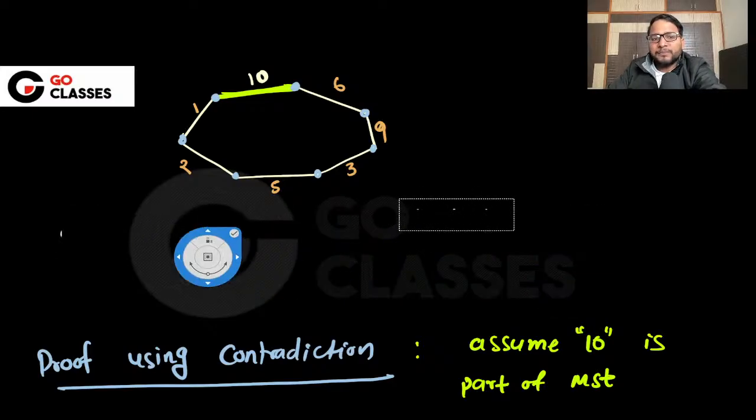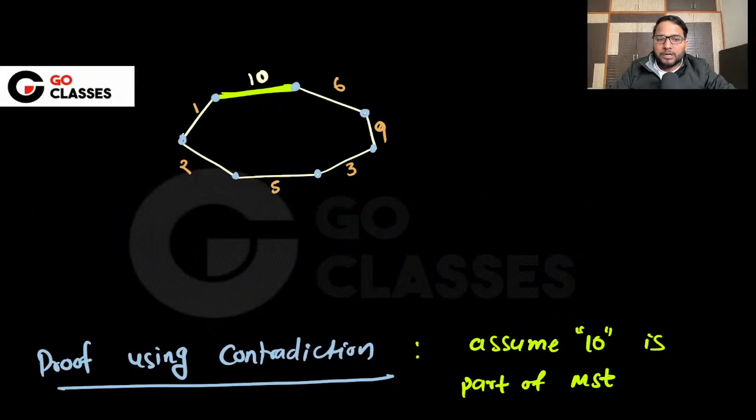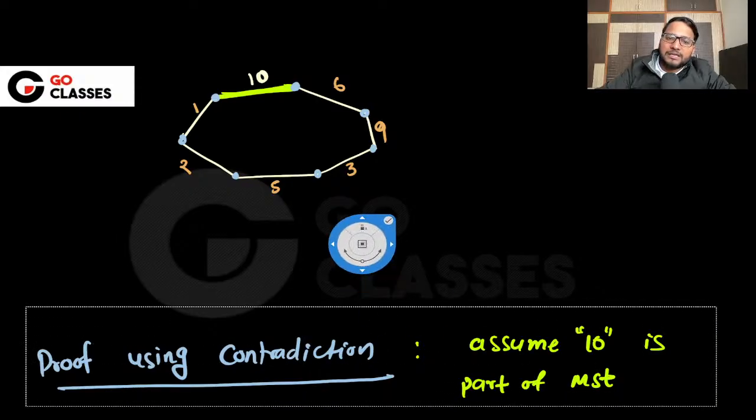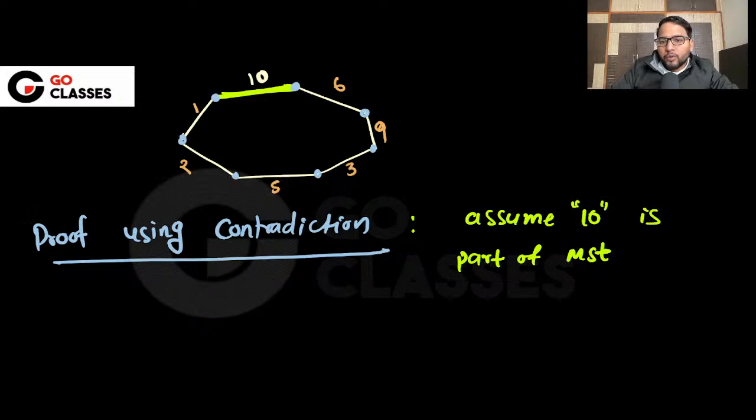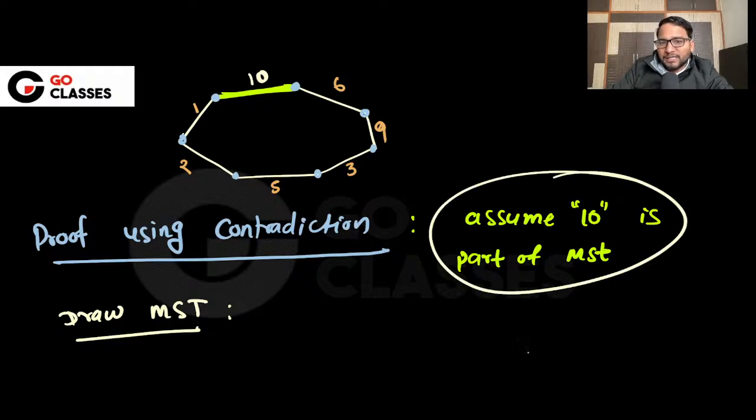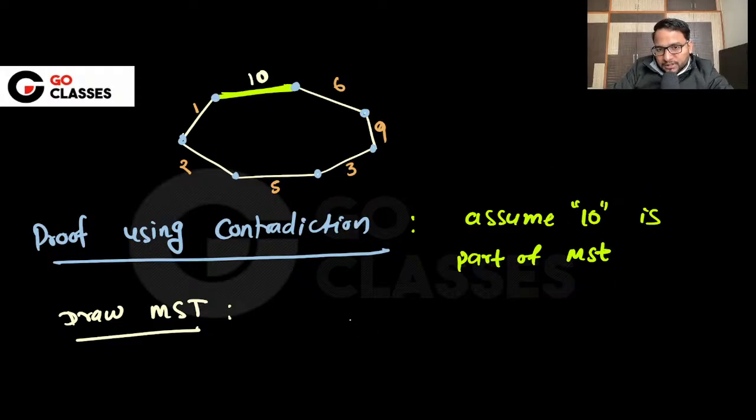Now what is the problem if it is a part of the MST? Okay, that's what we want to see. Let's just assume that 10 is a part of the MST. Then what will happen? You will say if this is a part of the MST, then since this is a part of the cycle also, right? So basically let's just draw the MST. Let's just draw the MST where 10 is a part of the MST. So what will I say? Let's suppose this is the MST that I have.